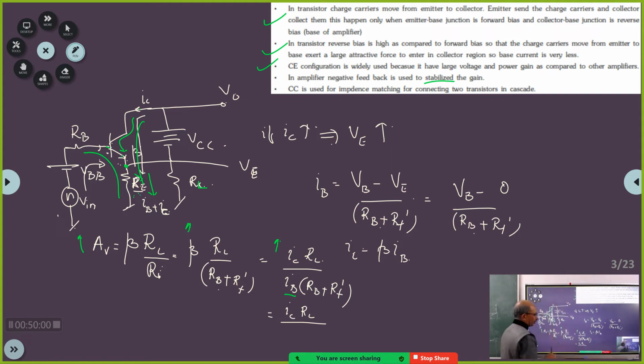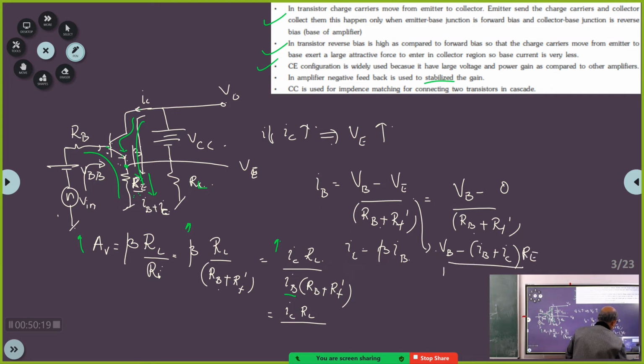Now if I add RE, then what is the equation I have to write? I have to write here now VB minus (IB plus IC) into RE, divided by RB plus RF. Got it? VE is now what? (IB plus IC) into RE. These two currents are flowing here, so the voltage here will be whatever current is flowing here into RE.